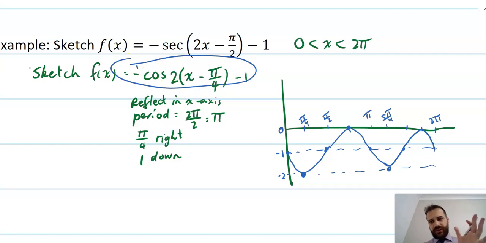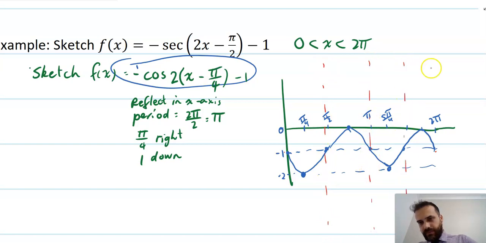But I didn't want that function. What function do I want? I want this sec function here. Okay, so we know that sec functions have asymptotes at what the roots of our function were originally. So our roots were here and here and here and here and here. So I'm going to put those in. Okay, and there's going to be another asymptote there.